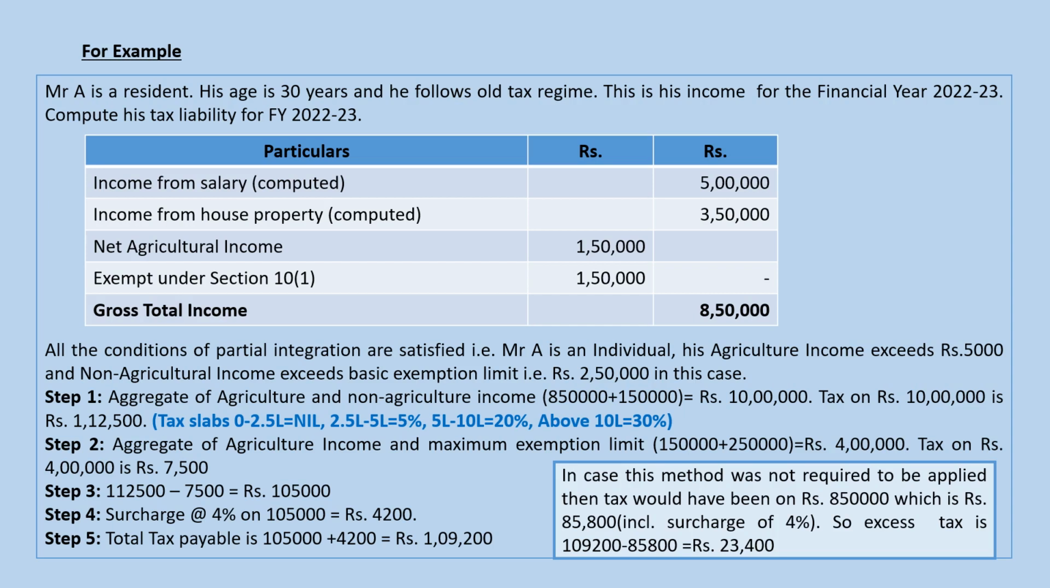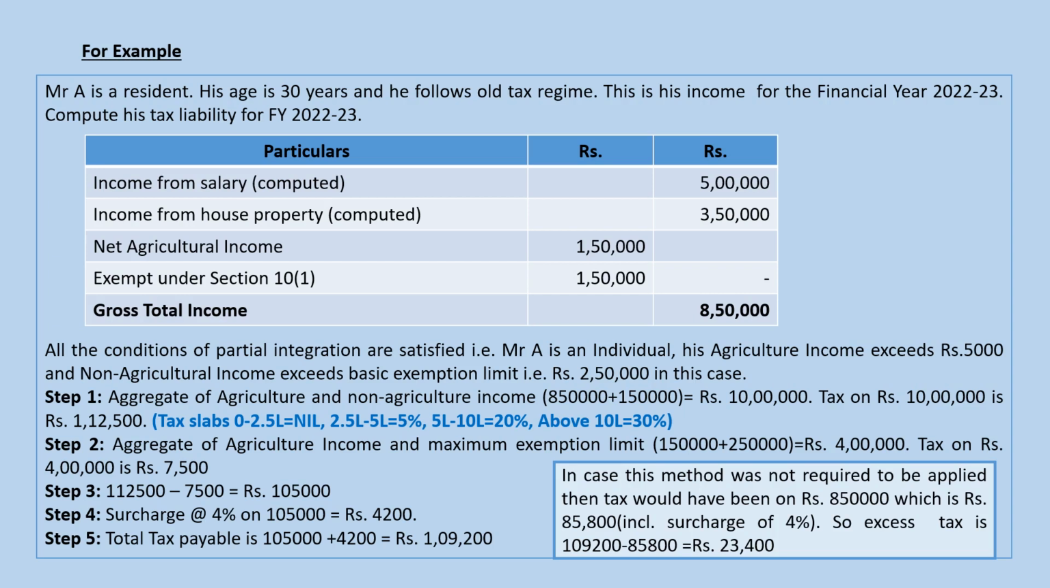Then you have to take the total of agricultural income and the maximum exemption limit. In this case, the maximum exemption limit is 2,50,000. You add the agricultural income to it and calculate the tax on 4 lakh, which comes to 7,500. From 1,12,500, which you calculated earlier, you reduce 7,500, which gives you 1,05,000, on which you calculate the surcharge, and the total tax liability comes to 1,09,200.